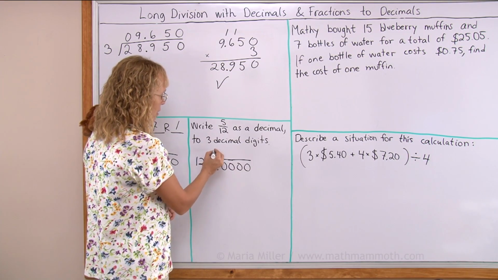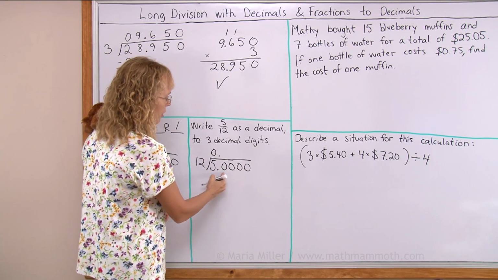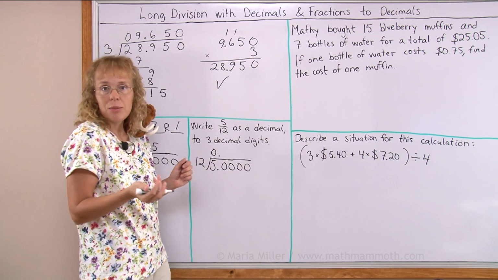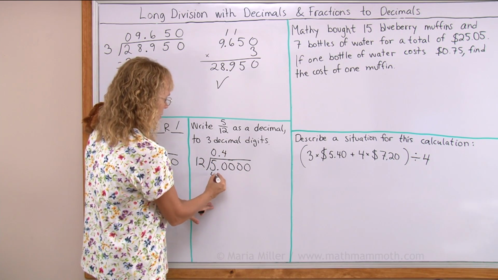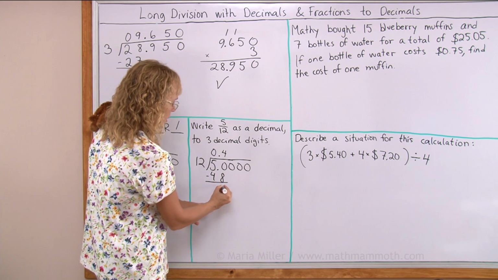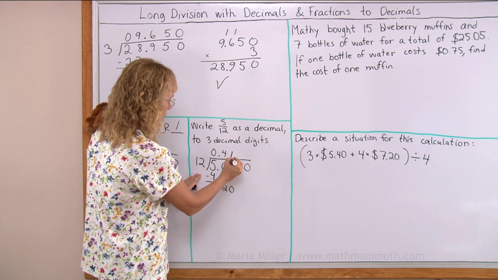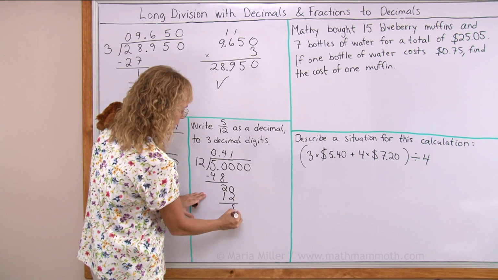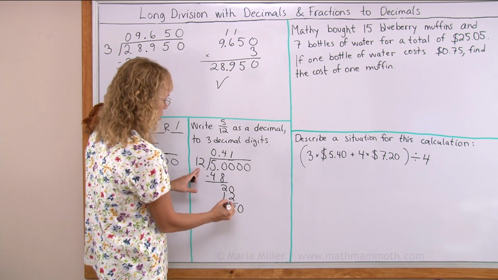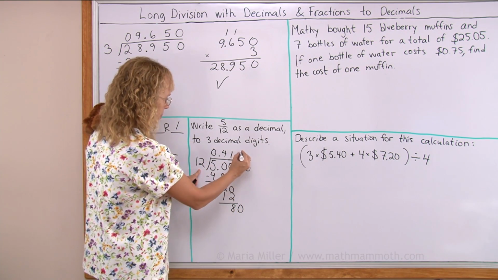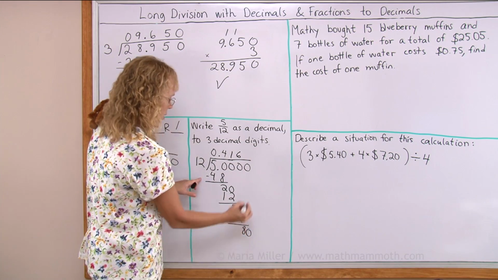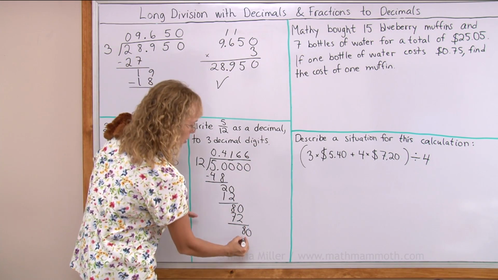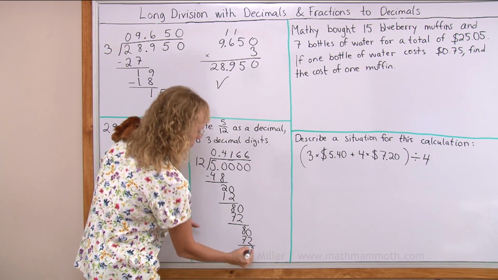Okay, 12 goes to 5, 0 times. And then to 50. I just ignore the decimal point while dividing. 12 goes to 50 4 times. 48. Then here's 20, it goes once. And 80, it goes 6 times. 72, and then 80 again. Goes 6 times. So then it's gonna repeat this actually.